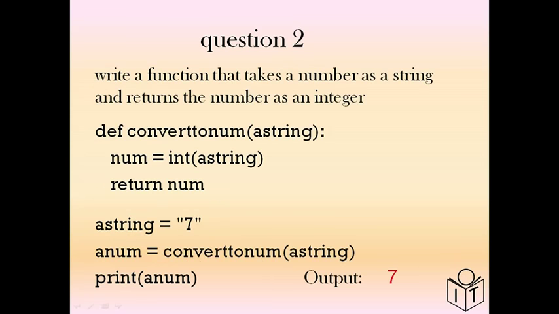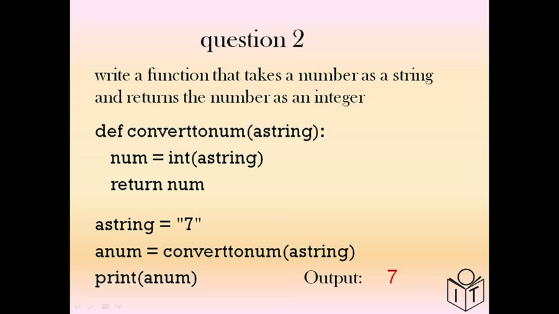Question 2. Write a function that takes a number as a string and returns a number as an integer. So here we've got a string which is the character 7. We've got the function called convert to number, and we pass that a string variable. Now look, we've got a num equals convert to num, so we're going to return something. The function, similar to before, has the variable name in the brackets, and what we're going to do with that string is change it to an integer. So num equals int a string in brackets.